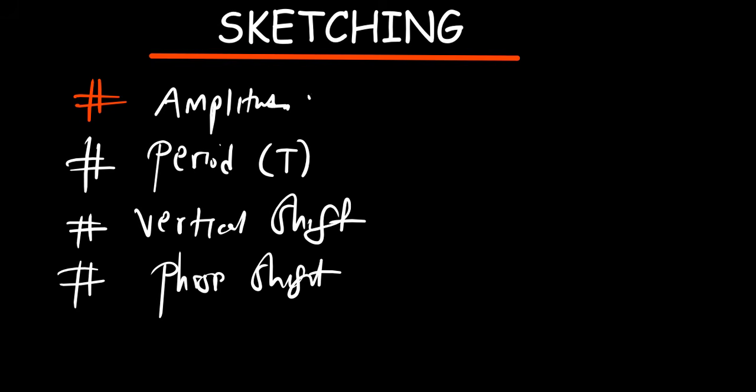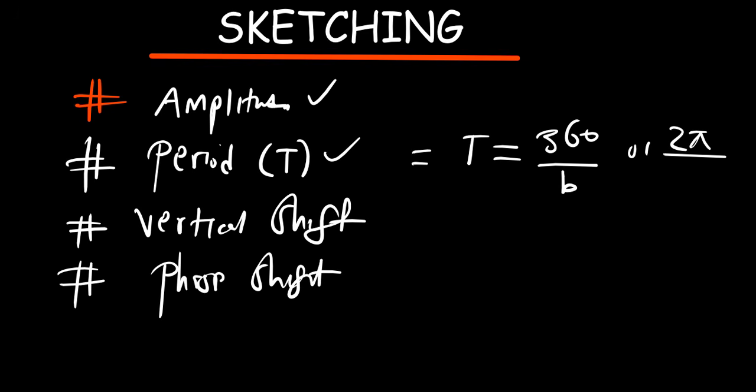Now, the amplitude is the magnitude of your function, how high it's going to go and how low it's going to be. Then the period is just the time it takes to complete one revolution. The way you're going to find your period, it will be T is equal to 360 degrees divided by the coefficient of x, or the coefficient of your angle. Or you can also write it as 2 pi over b, because 360 is the same as 2 pi. Then the vertical shift is the shift in the y direction. Then the phase shift is the shift in the x direction. So this is just it.